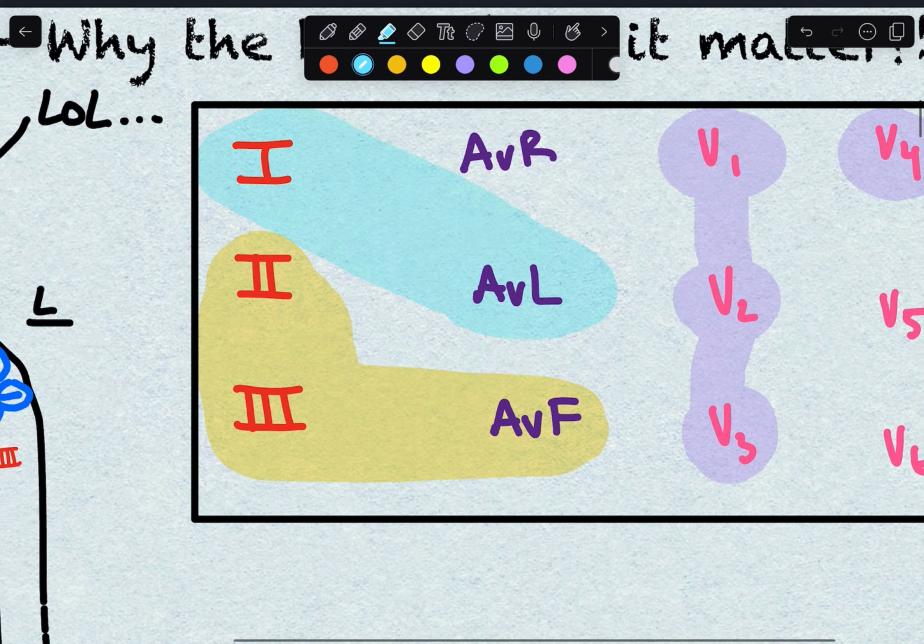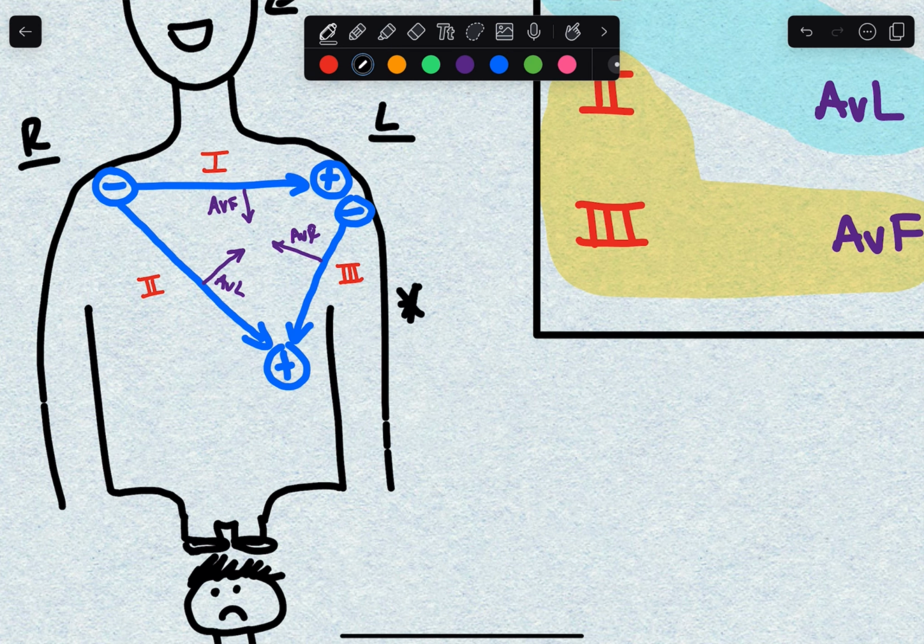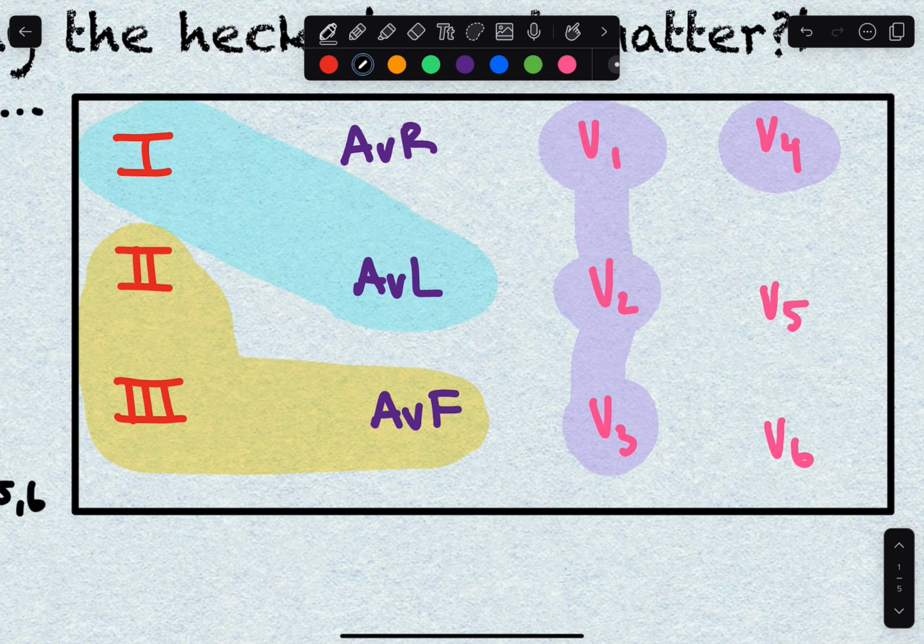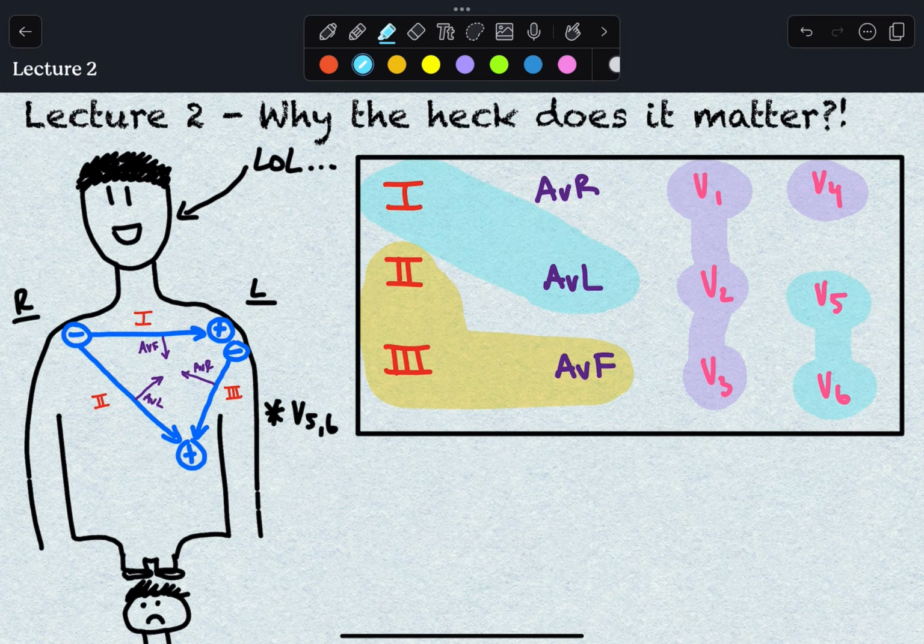To finish with V5 and V6, they are placed laterally on the side, and we are going to include them with 1 and AVL with the blue highlighter. Notice how AVR is left out for now. I will come back to him in my final lecture of the series.